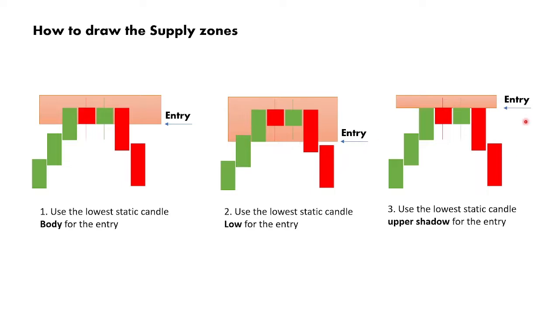For the third type, instead of using our body or our wicks, we are using the upper shadow before touching the body. And the final note, this entry doesn't mean that you should enter after this just break this zone. It means that you need to wait for the retest, and after that you just enter for a sell position.